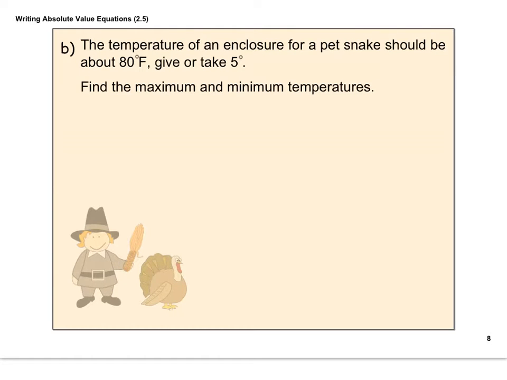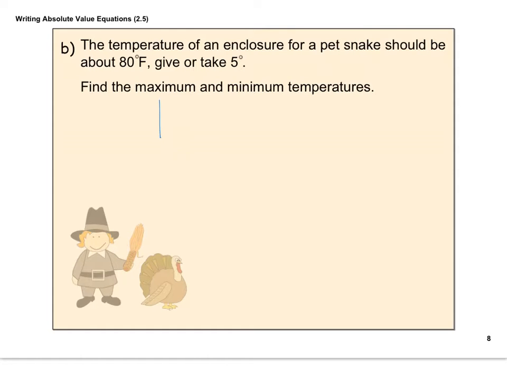All right, our next one. It says a temperature for an enclosure for a pet snake should be about 80 degrees Fahrenheit, give or take 5 degrees. We're going to find the maximum and minimum temperature. And again, I should have been more specific. I should have put in here to also write the equation for it. So we're going to write the equation as well.